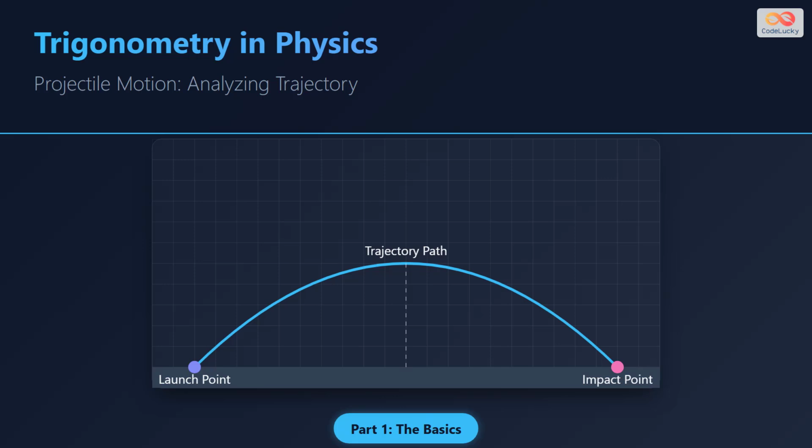Welcome to this lesson on trigonometry in physics. Today, we are exploring projectile motion. Have you ever wondered how to predict exactly where a ball will land when you throw it, or how engineers calculate the path of a rocket? It all comes down to analyzing the trajectory using simple trigonometry. In this session, we will break down the curved path of flight into understandable parts.